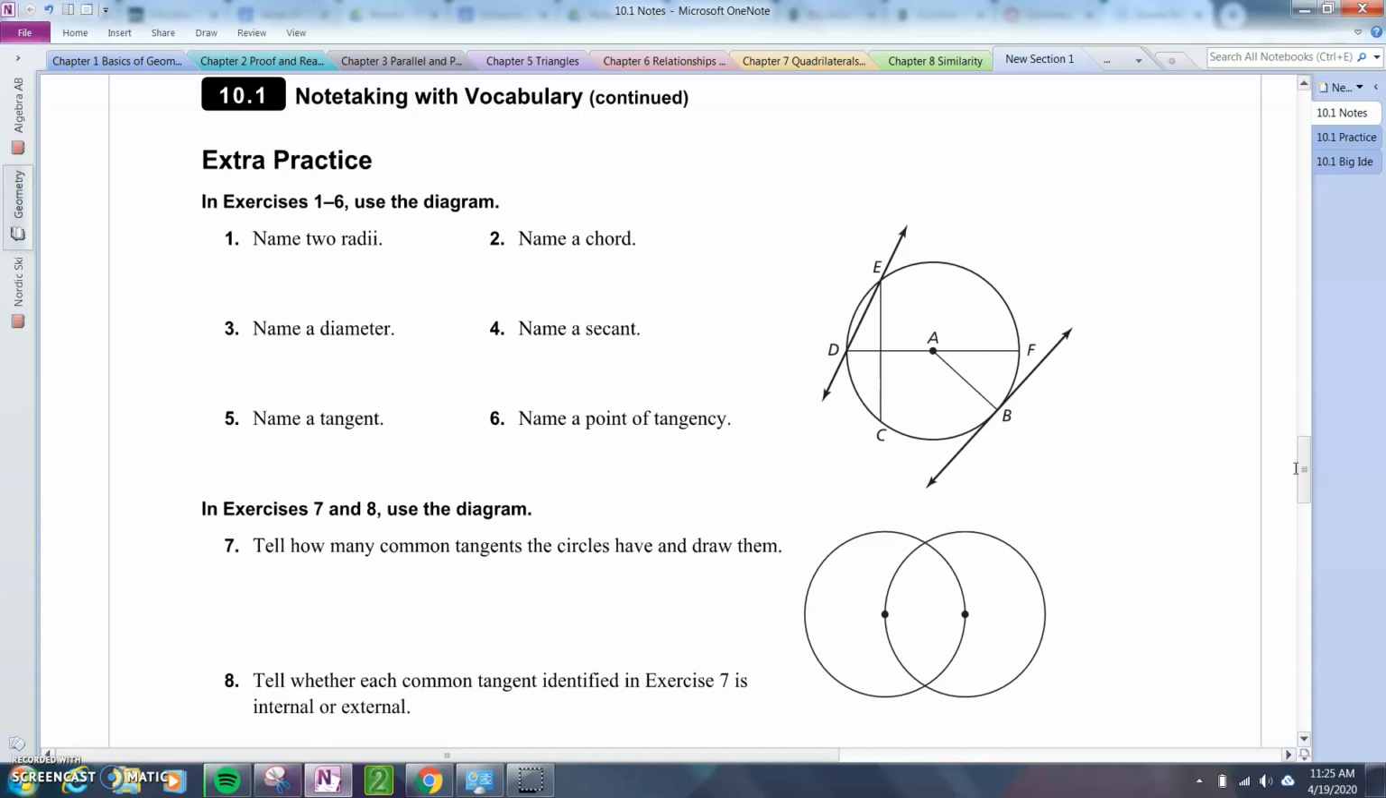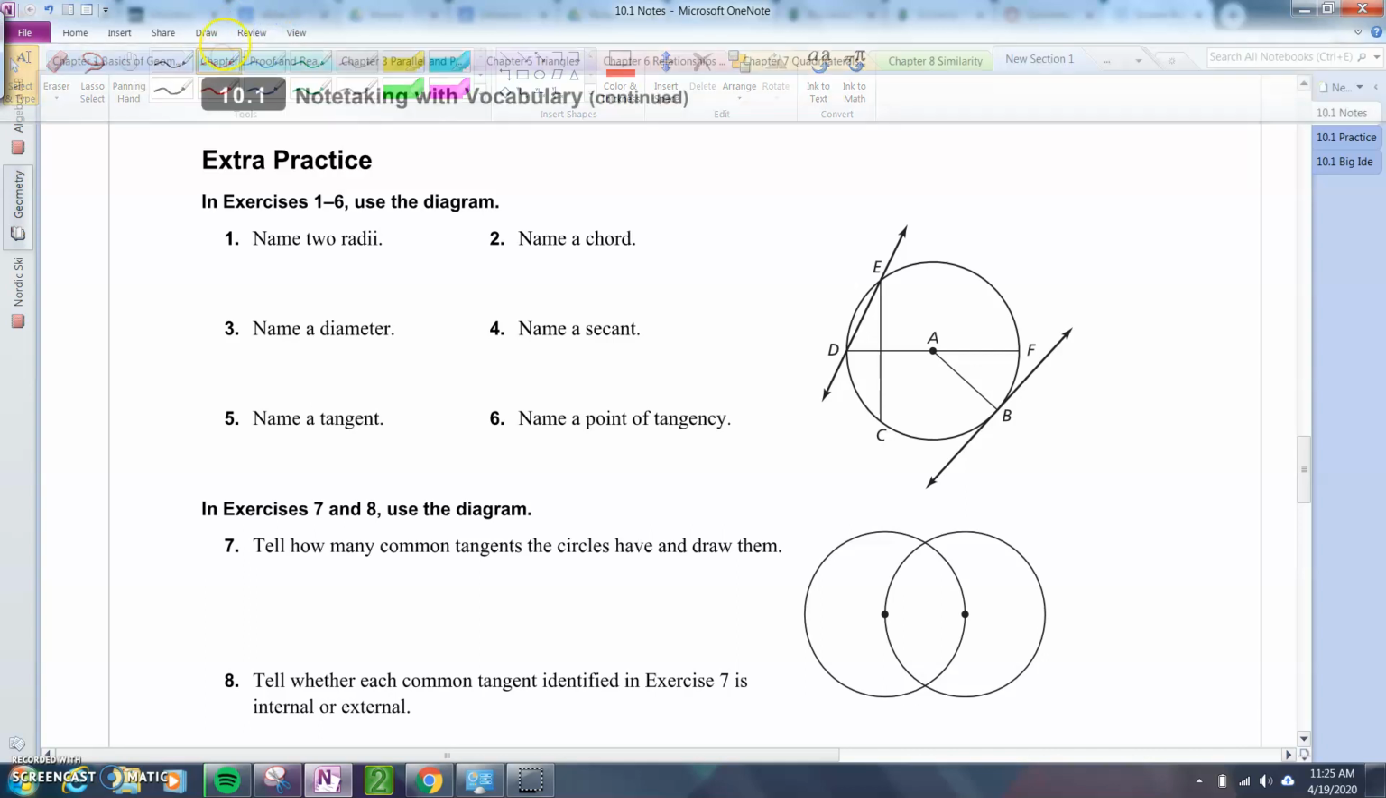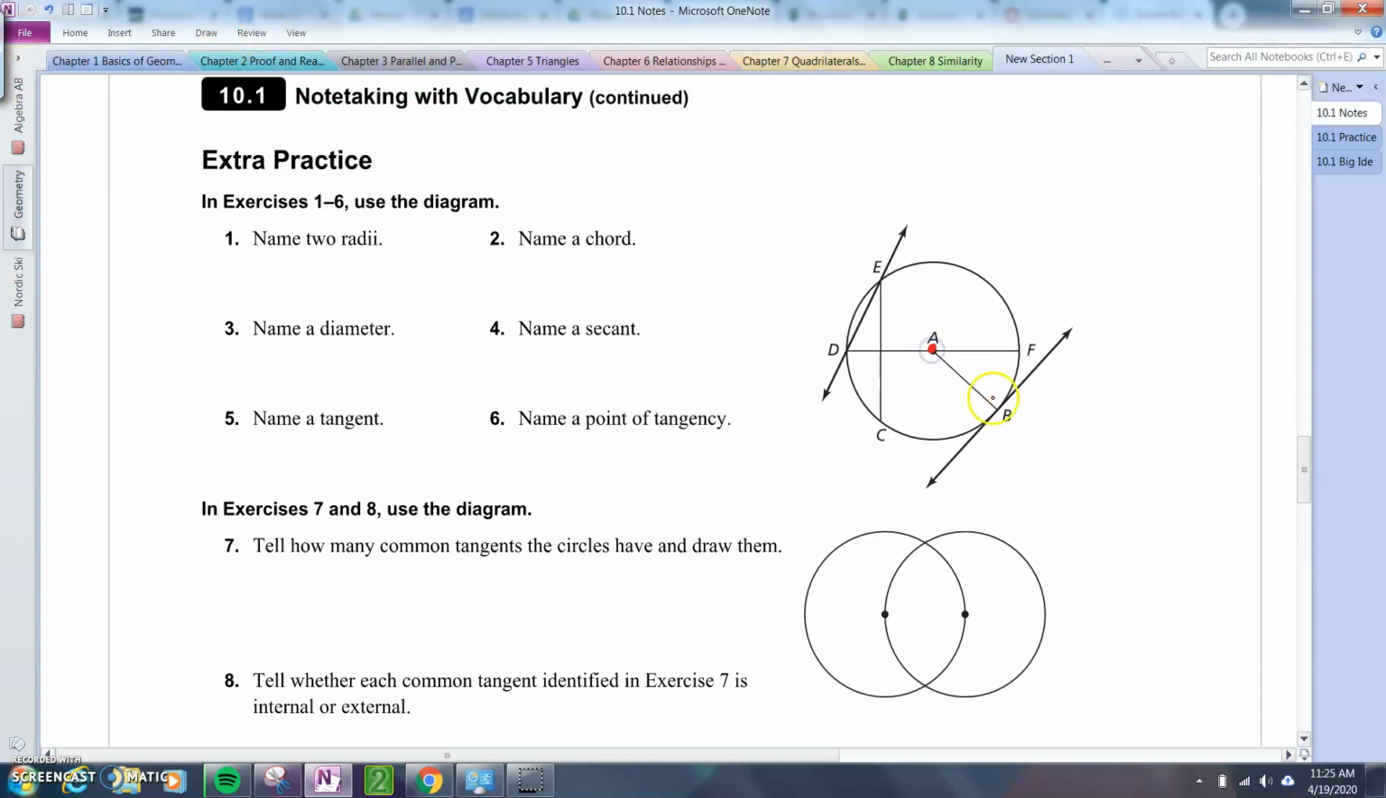So name two radii. Remember, a radius is a segment that has an endpoint on the center and an endpoint on the circle itself. So I can see clearly AB would be a radius. And I'm going to write it as a segment by putting a line over the two letters. And then another one here, A also could extend to D, and this segment AD would be another radius. There is a third one shown on here. You could also write AF.